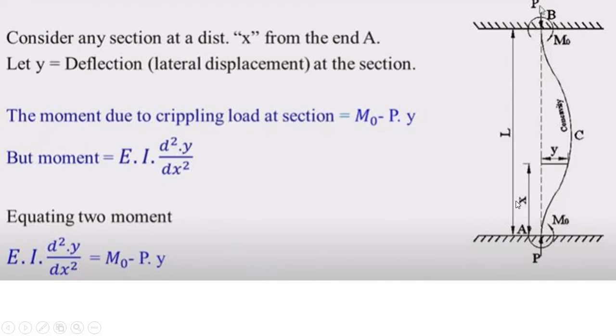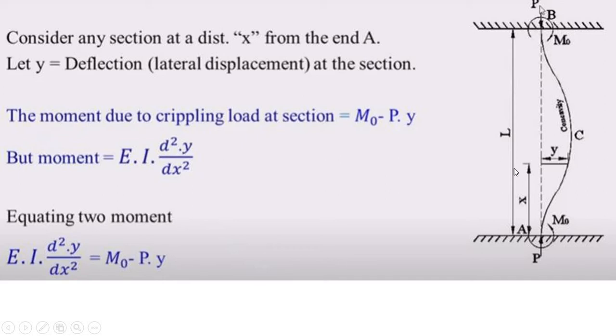Now we can consider any section at a distance x from end A and let y equal the deflection or lateral displacement at the section. So from end A you can see the distance x is marked, and at that point the lateral displacement or deflection is represented by y. Now the moment due to crippling load at the section is equal to M0 minus P into y.